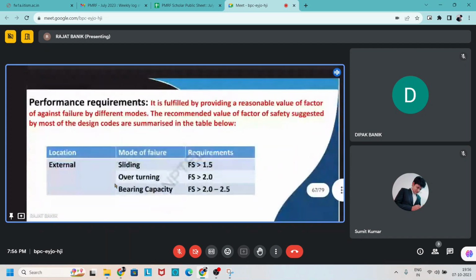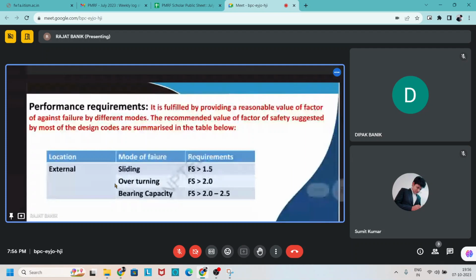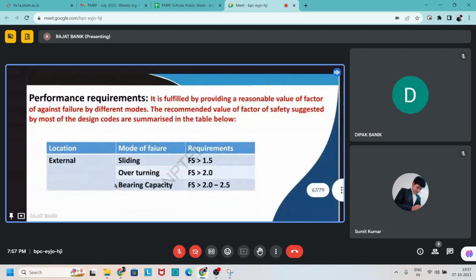We discussed the different design requirements for this mechanically stabilized wall. It is discussed that these requirements are fulfilled by providing a reasonable value of factor of safety against failure by different modes. The recommended values of factor of safety suggested by the design codes are summarized below.